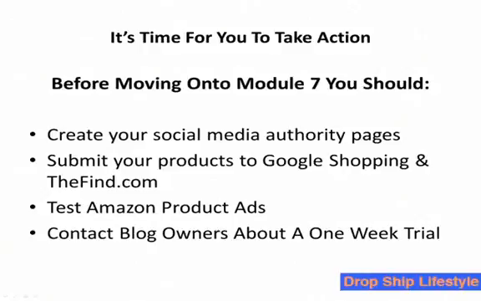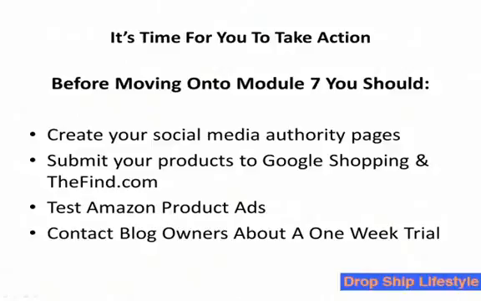The next step is to test Amazon product ads. Again, you can use Retail Tower to submit all your products to your Amazon product ad accounts. Use your free $75 that I'm giving you to test this out, see if it works for you, track it in Google, and then decide if you want to proceed with them. The last step is to start contacting blog owners about a 1-week trial for a banner advertisement that links back to your website. Remember, you can never contact too many blogs. Get as much exposure as possible and track all of the results. Find what works and stick with it.